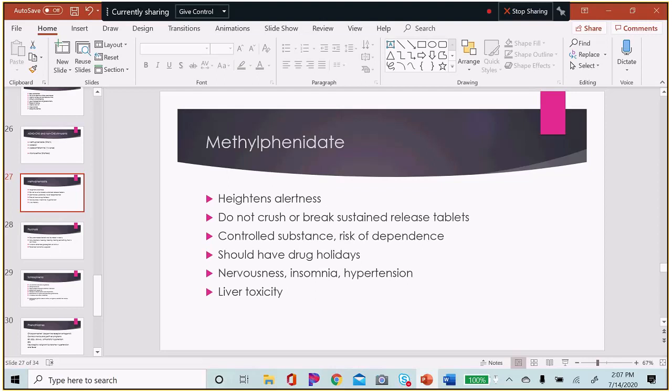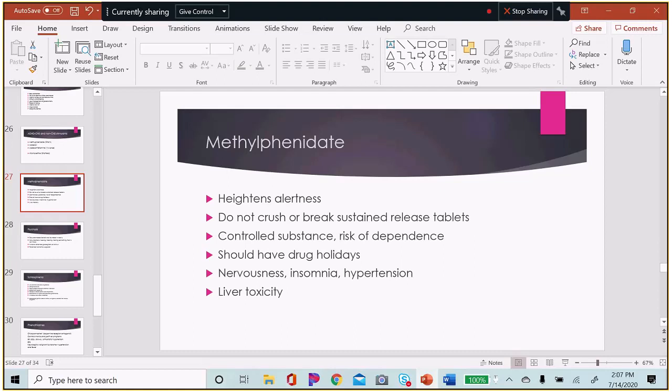So you have risk of nervousness, insomnia, hypertension potentially, and it could lead to liver toxicity. Again, just a friendly reminder about the symptoms of liver toxicity: abdominal pain, ascites, yellowing of the skin, light stool, dark urine, and changes in blood tests like ALT or AST and bilirubin. And it can make it difficult for the child to gain weight.